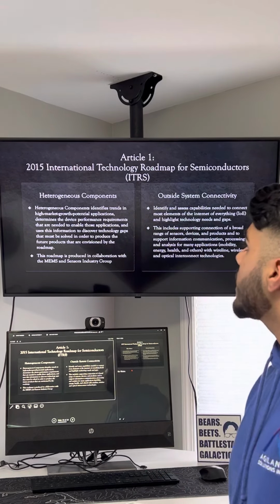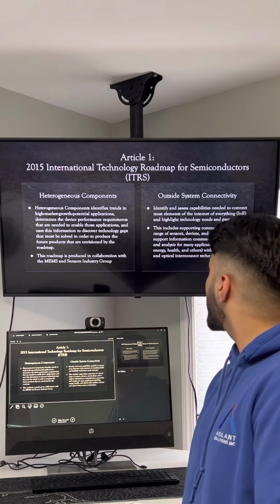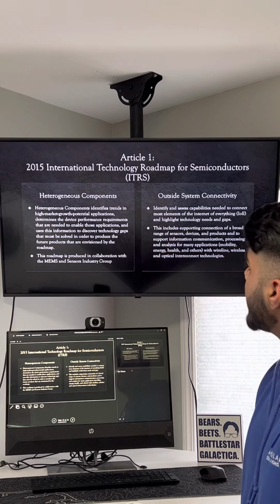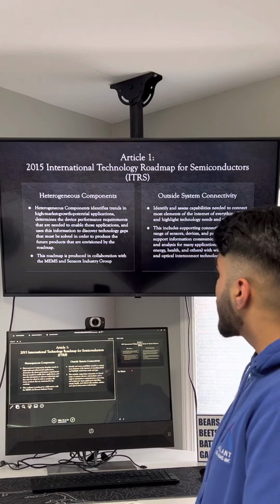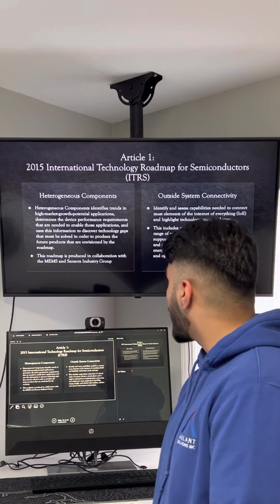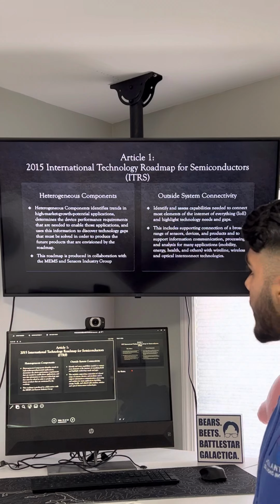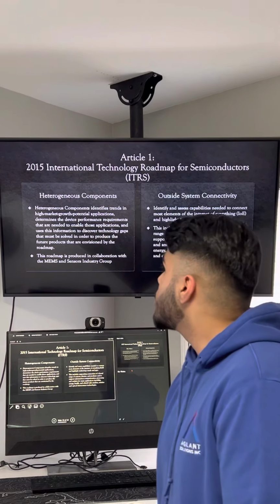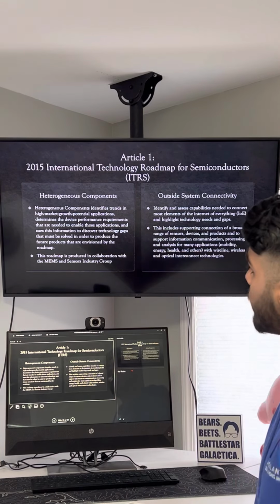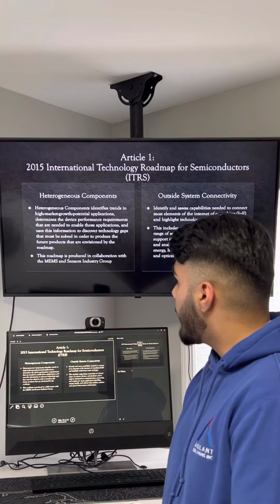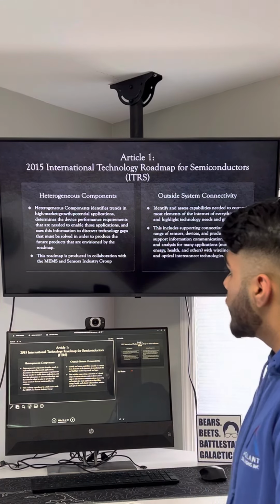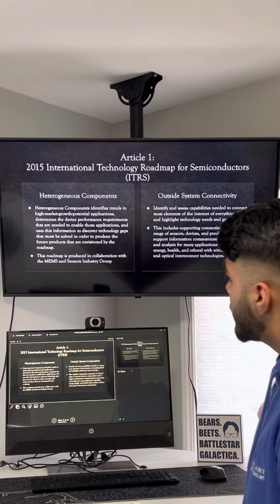All right, so now we're going to talk about the heterogeneous components and the outside system connectivity. Heterogeneous components identifies trends in high market growth potential applications, determines the device performance requirements that are needed to enable those applications, and uses this information to discover technology gaps that must be solved in order to produce future products that are envisioned by the roadmap. This roadmap is produced in collaboration with MEMS and sensory industry groups.